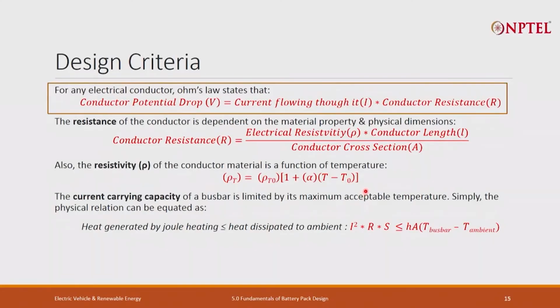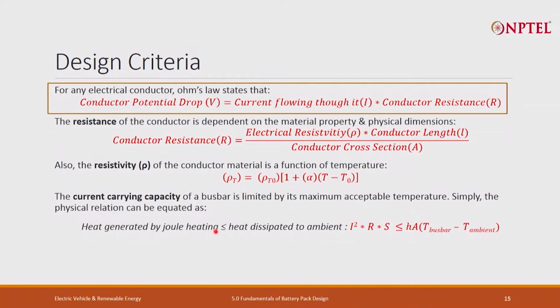So, the simple relationship: the heat generated by Joule heating, that happens because of the current flow into the conductor, should be less than or equal to the heat dissipated to the ambient by the conductor. If it is less than, the temperature will not rise, it would be maintained. If it is equal to, also the temperature will not rise. But if this heat generation is greater than the heat dissipated to the ambient, then the temperature will keep on rising.